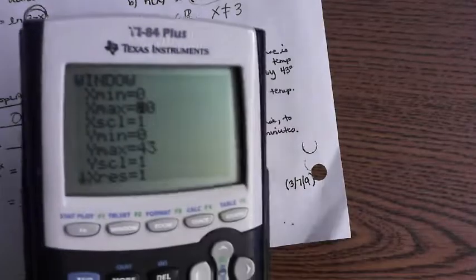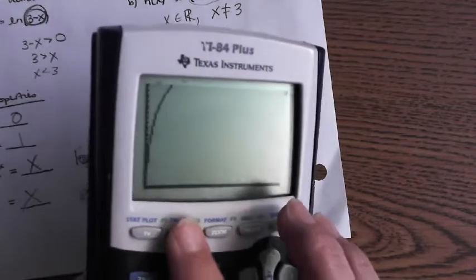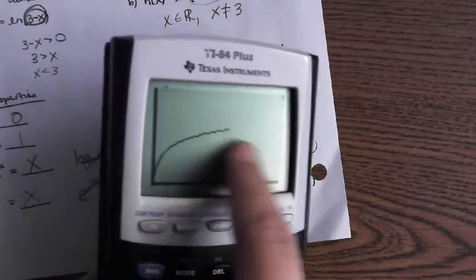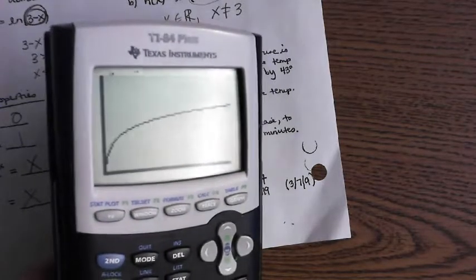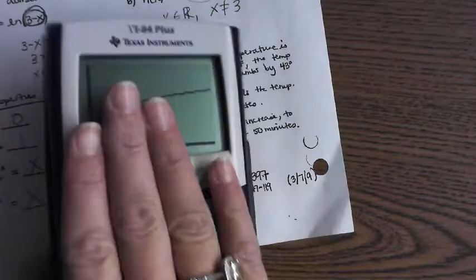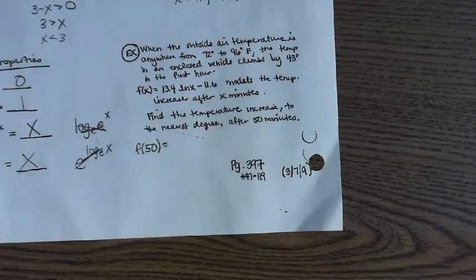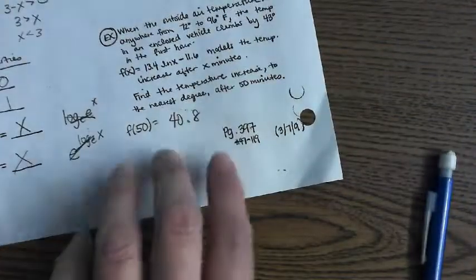So if I did this over like a 6-hour period, oh boy, I have to go up higher than 43 degrees. Over a 6-hour period, it essentially really stops increasing in temperature because it's reached its maximum until the outside temperature starts cooling. Anywho, what do we get for f of 50? I got it. 40.8, which is almost that full 43 degrees.